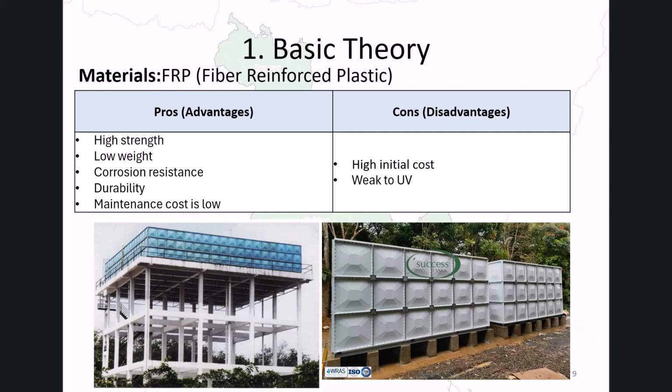FRP consists of a polymer matrix reinforced with fibers. The fibers can be made from a variety of materials such as glass, carbon, aramid, or basalt. FRP is rarely used in Bangladesh. Although it is lightweight, strong, and corrosion-resistant, requiring no protective coating and allowing for easy maintenance, its high material cost is a major drawback.